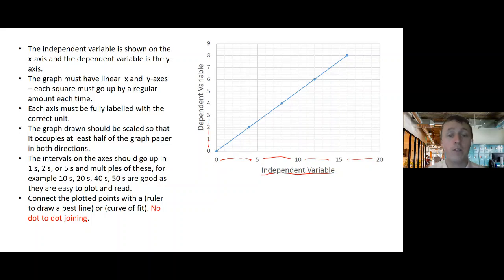And when I say fit all your data, you should always work to fit your graph over at least half of the graph paper. That way it's nice and clear for the examiner, because they do have mark schemes that ensure you use half of the graph paper.